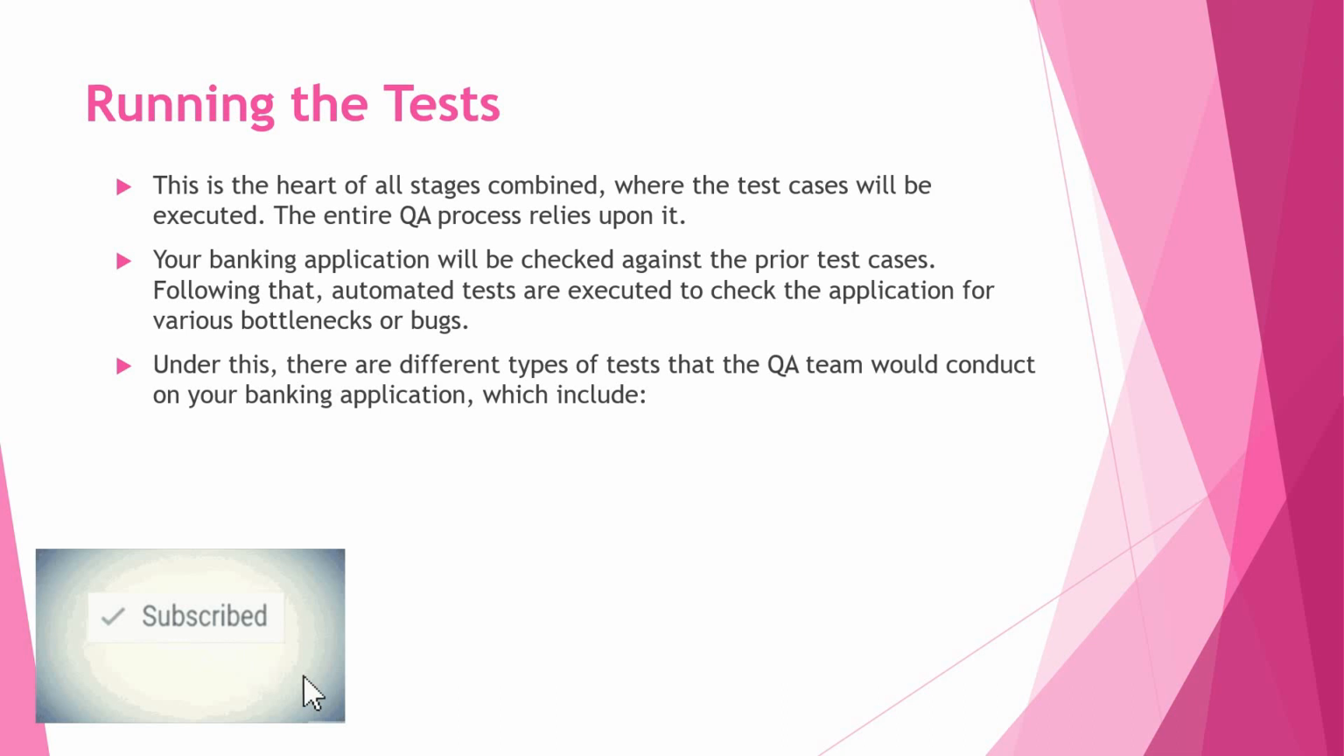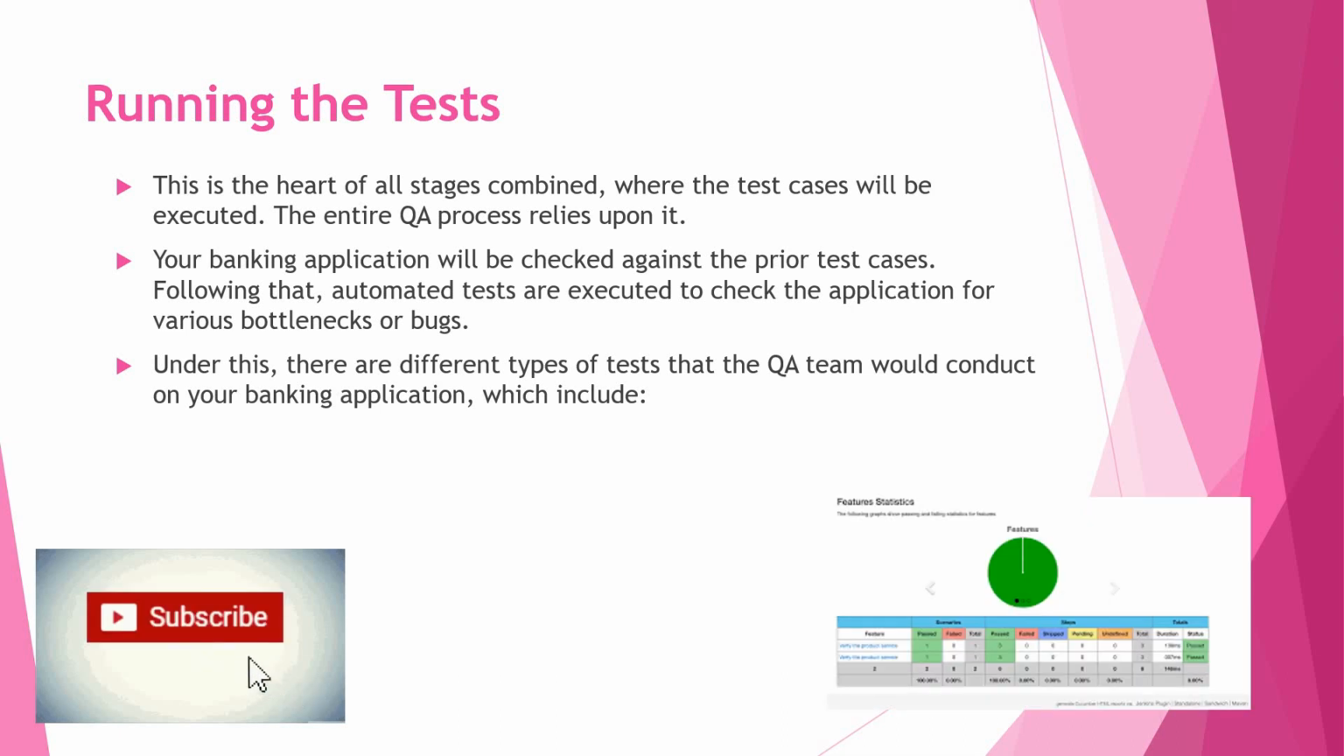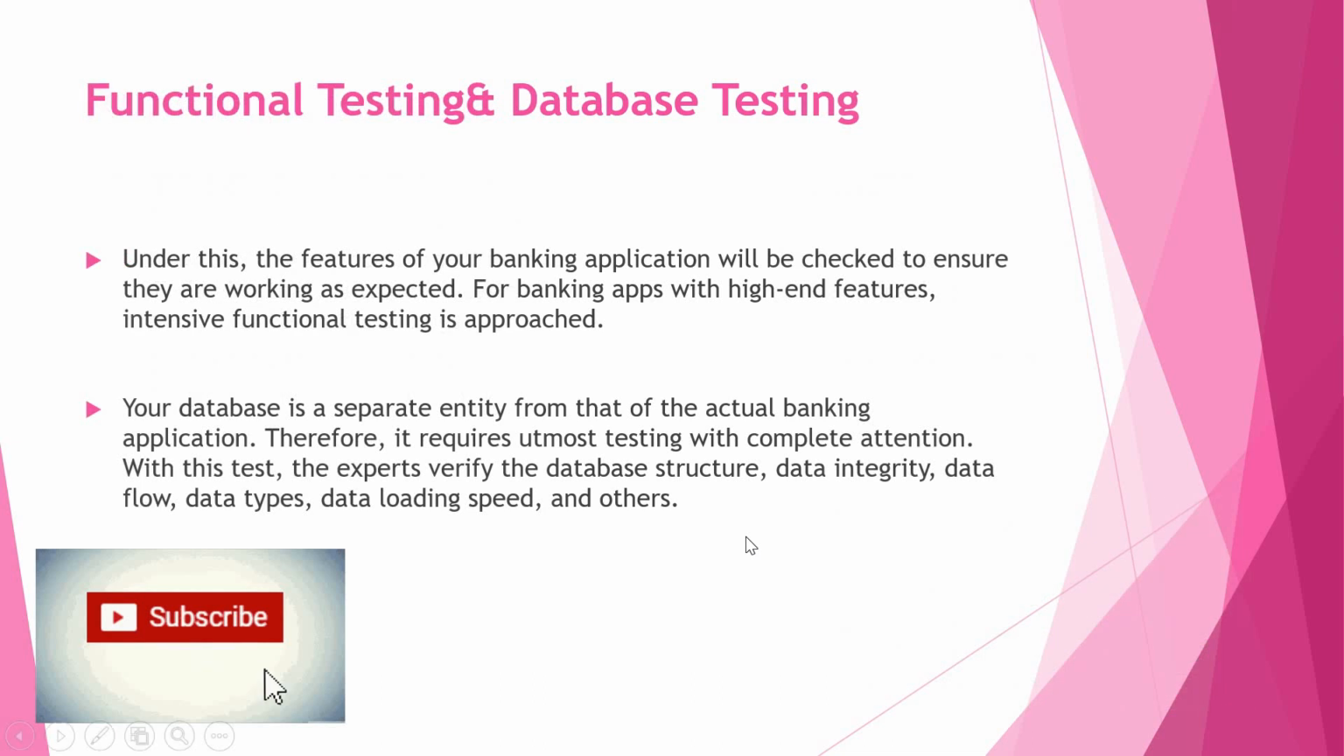Under this, there are different types of tests that the QA team would conduct on your banking applications, which include, now we have a lot of testing. This is kind of results we have, like we have a cucumber report, right? Your functional testing and the database testing. Under this, features of your banking applications will be checked to ensure they are working as expected.